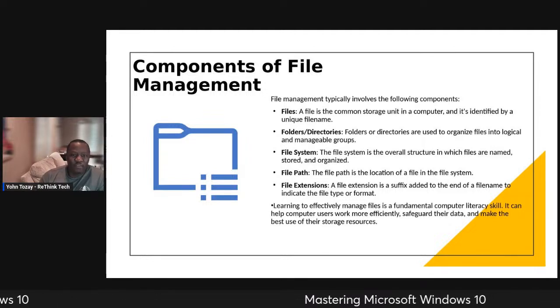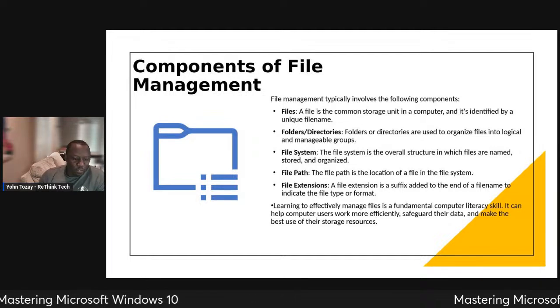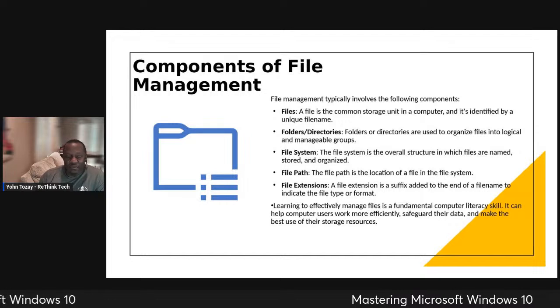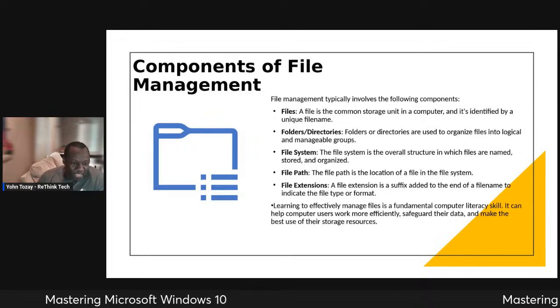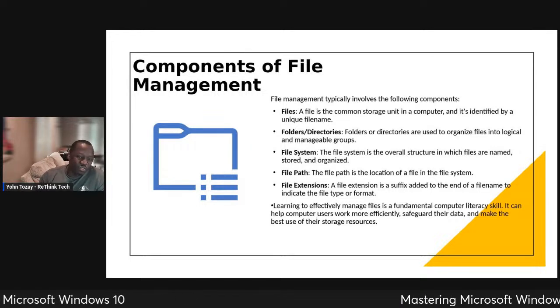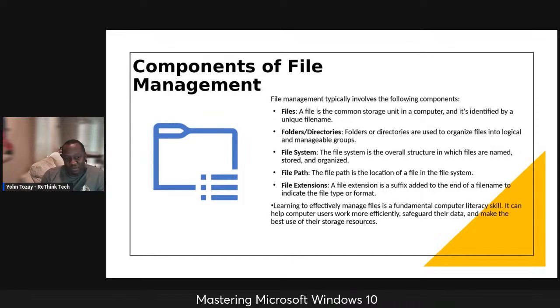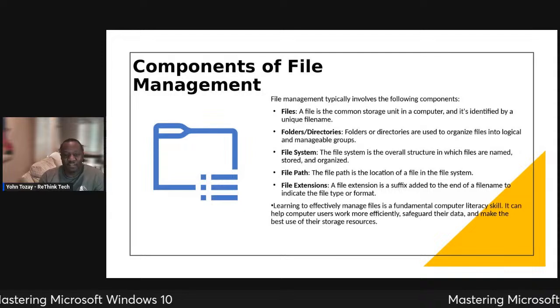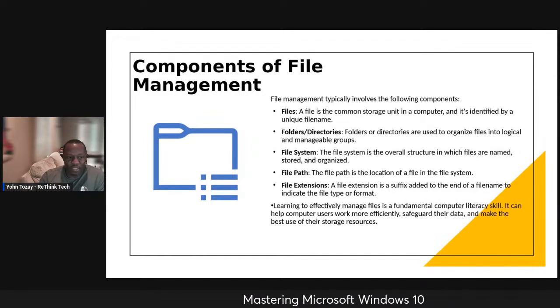So the components of file management include the files themselves. That's the actual data, which has a unique name. We have the folders or directories. When computers started, they used to call them directories. When you deal with MS-DOS, they refer to folders as directories. But when Windows was introduced, then we began to hear about folders. So before the introduction of Windows, folders were referred to as directories. It's the same thing. And the file system is just a structure that is used to organize that, right?